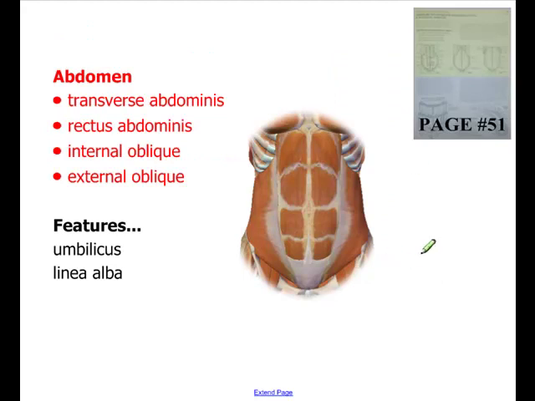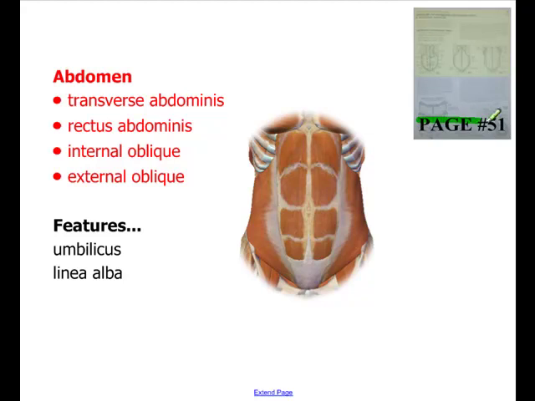Now, looking at the two features we're concerned with, the first one is the umbilicus, and the umbilicus is simply your belly button, and the second one is the linea alba, and the linea alba is a strip of connective tissue that runs right up the middle of the abdominal muscles, and it allows for a strong, solid connection of the left side to the right side. So linea alba and umbilicus.